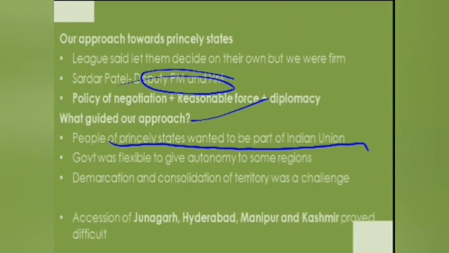Understood? The government was also flexible in giving autonomy to some regions. Some autonomy was also given to them. You run your own rule, but you will be part of the country. In any circumstance, it will be part of United India. Autonomy will be given to you, but it doesn't mean that you will make a separate country or separate state. No, it is not allowed.